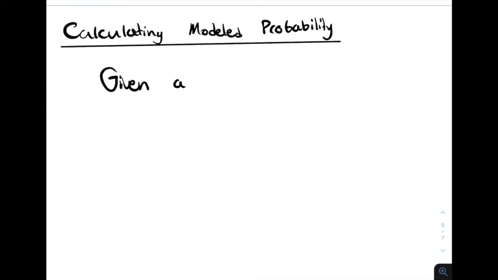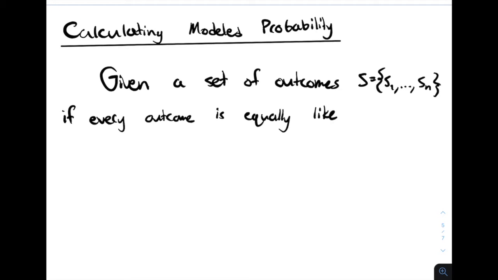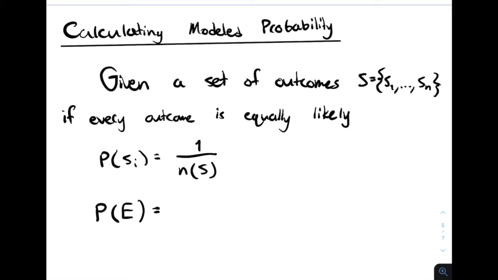Given a set of outcomes S, if every outcome is equally likely, then the modeled probability of a single outcome is equal to 1 over the size of S. This has the consequence that the probability of some event is the size of the event over the size of S.